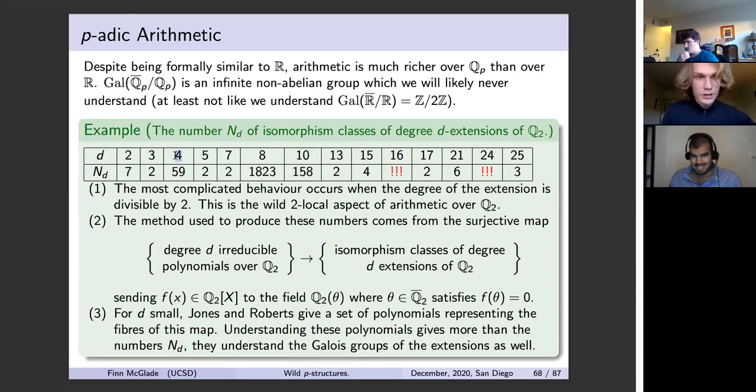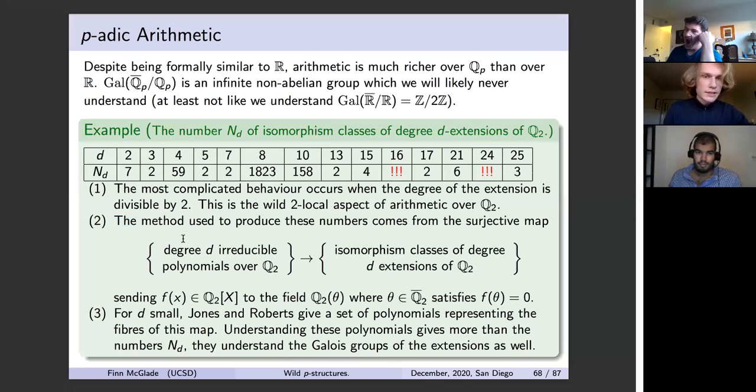But if you go to the case when d is equal to 4, you have 59 isomorphism classes of degree 4 extensions of Q2. That's a lot of irreducible quartics over this field Q2. Then you go up to 8, you have 1,823. And when we get to 16, the reference I was using doesn't know what 16 is. That's probably not because we can't compute this number. This data is coming from the database of local fields. They actually have quite more refined information about this question. I'll try to explain a little bit about what they do.